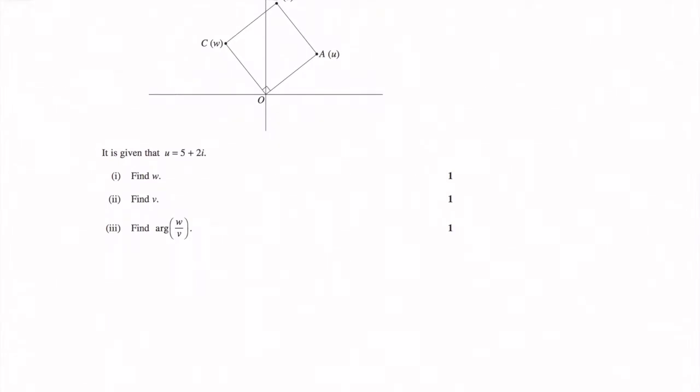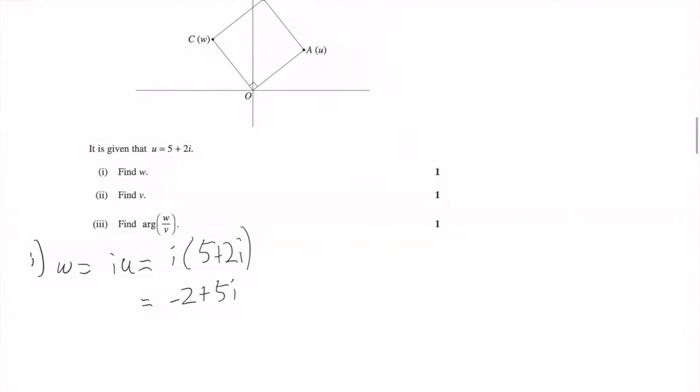w? Well, w is a 90-degree clockwise rotation of u, and remember we said that multiplication by i produces such an effect. Therefore, we will have w equals iu, which is equal to i(5 plus 2i), which is equal to negative 2 plus 5i.